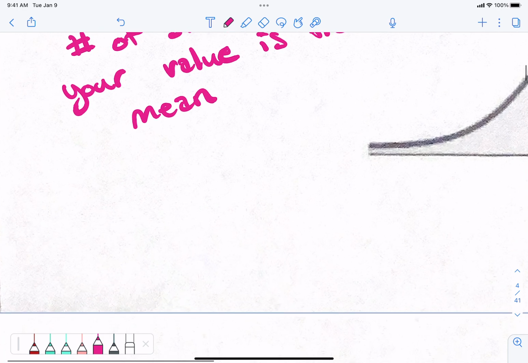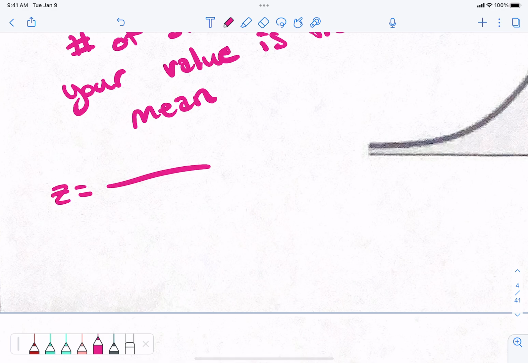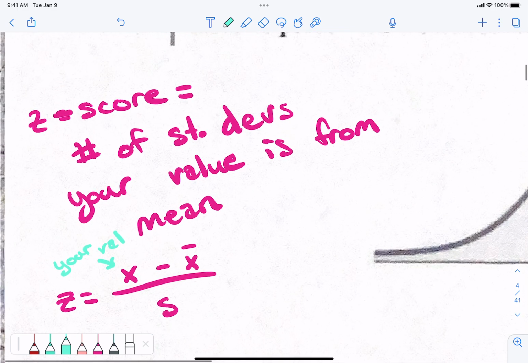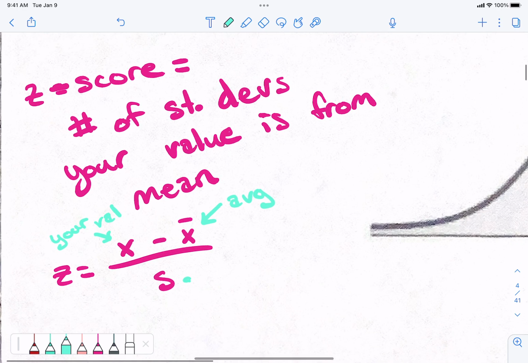There is a formula for it, and it is this: X minus X bar divided by the standard deviation. I'll call it S. Here's what X means. X is your value. X bar is the mean or the average, and S is the standard deviation. That is how you convert everything to a z-score. It's not that hard.